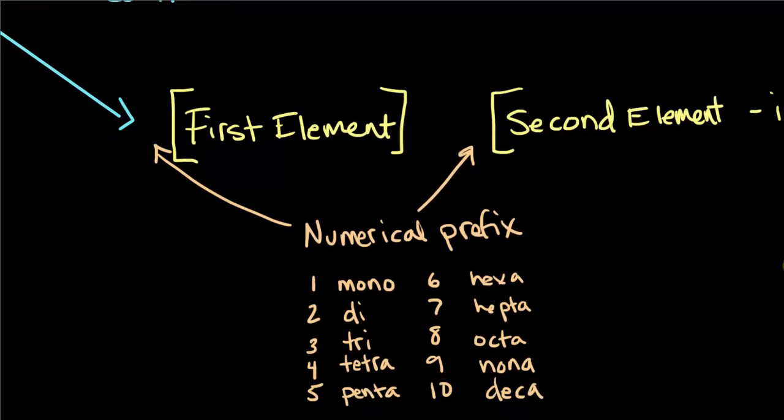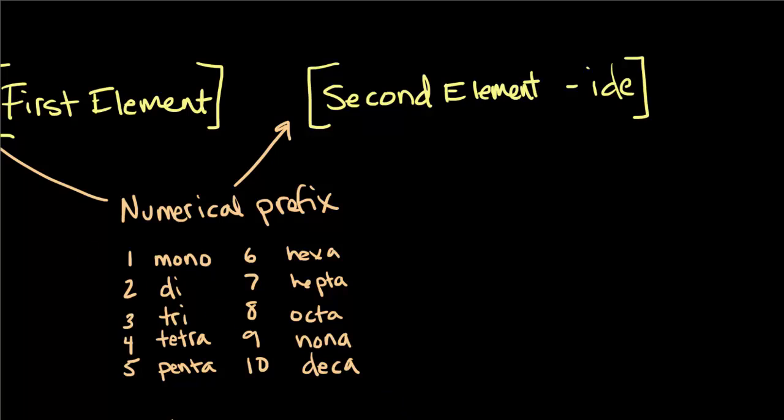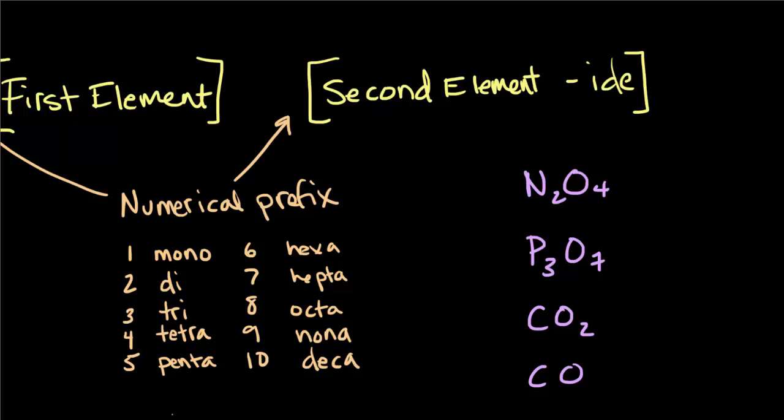Now let's take a look at a couple examples of naming covalent compounds to make this really clear. I'll just make up a couple of them. So how about N2O4, P3O7, and some of these are probably not even compounds, I'm just picking random things out, CO2 and CO.